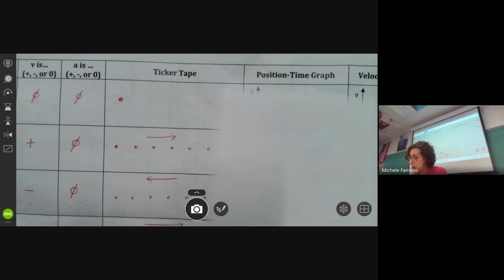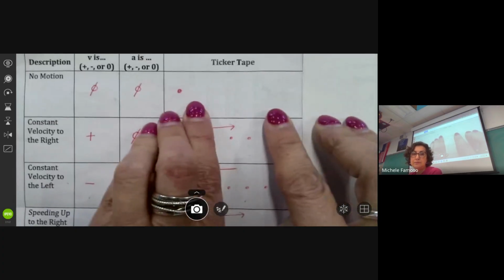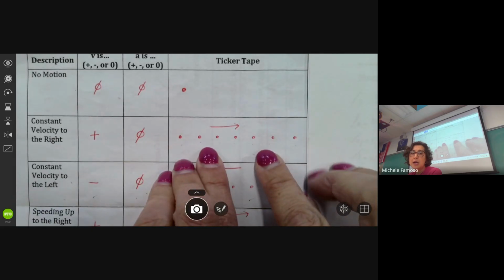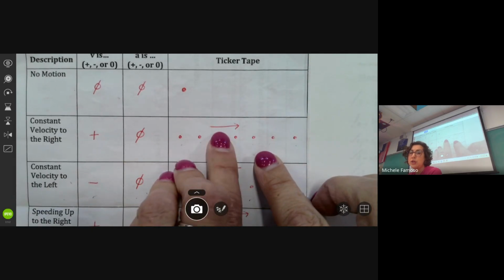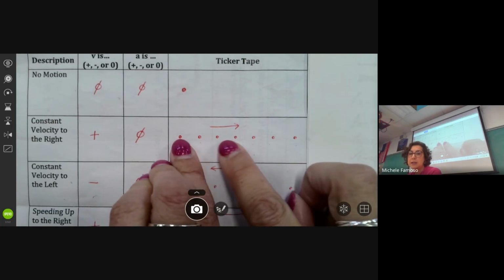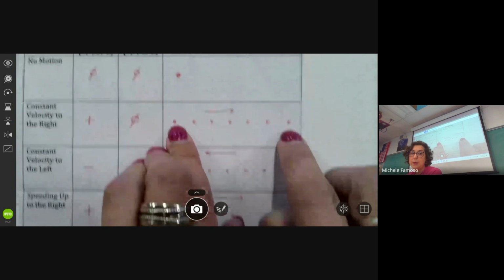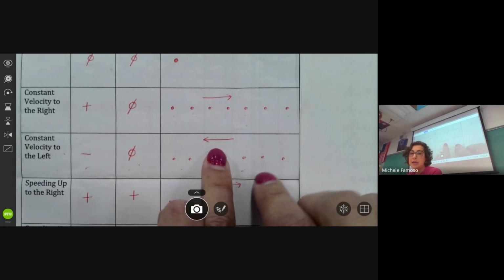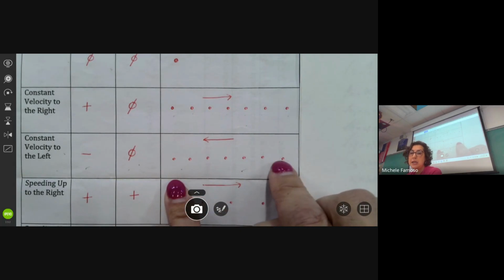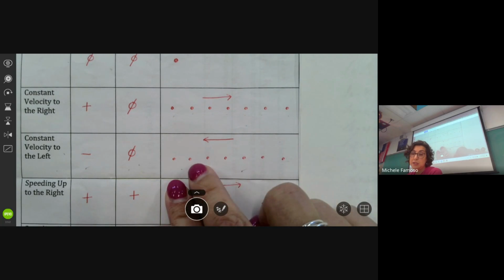Let's now talk about drawing the ticker tapes. If you're not moving, you just see one single dot. If you are traveling with a constant velocity to the right, we should have an arrow on our ticker tape showing we're going to the right, and the dots would be equidistant as I read them from left to right. If I'm traveling to the left, I need an arrow drawn to the left. Again, reading the dots from right now to left, those dots are equidistant.